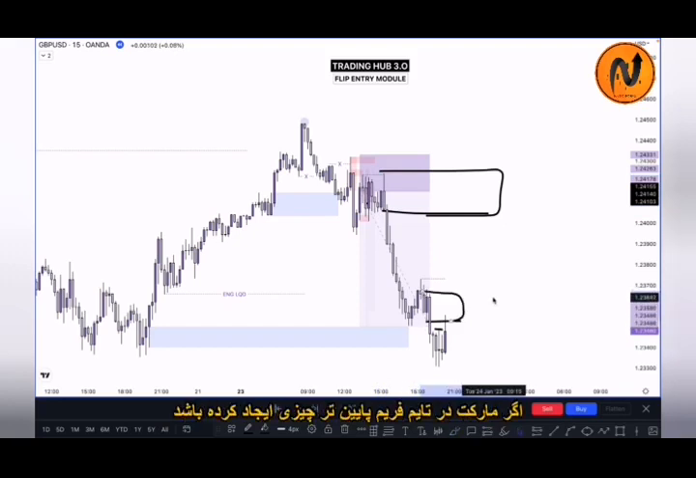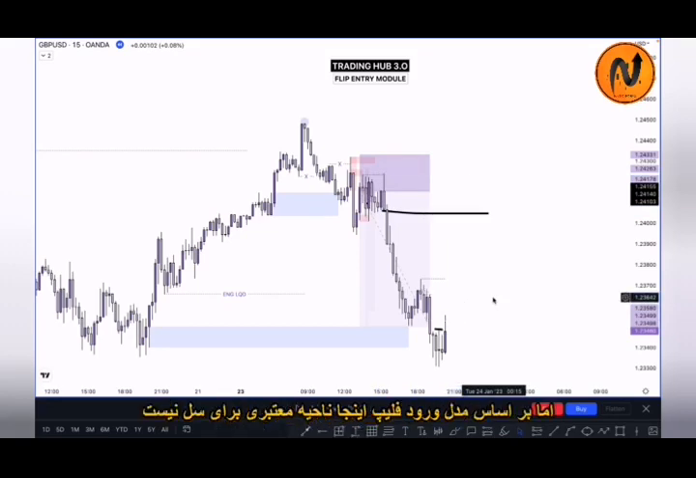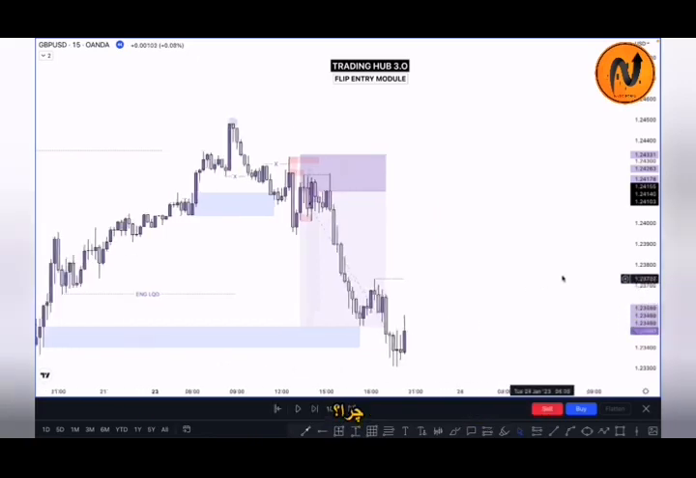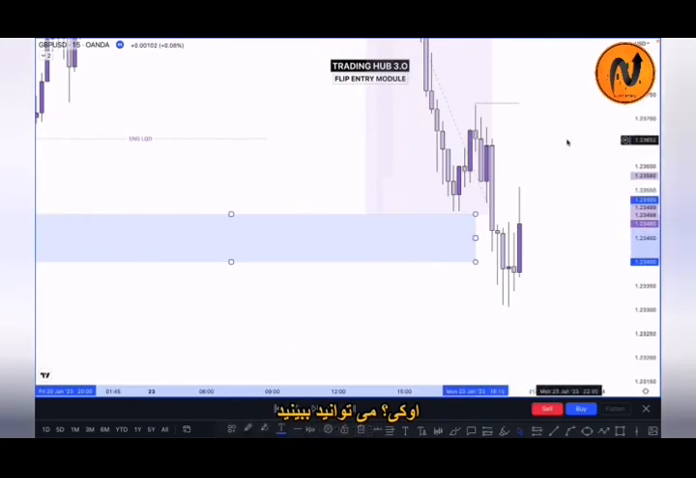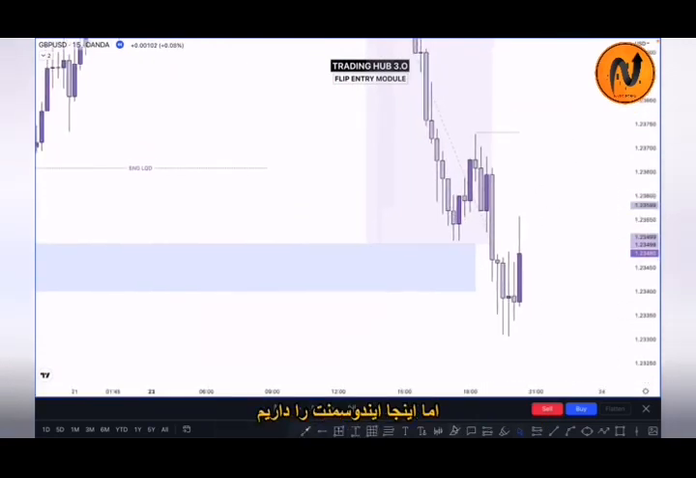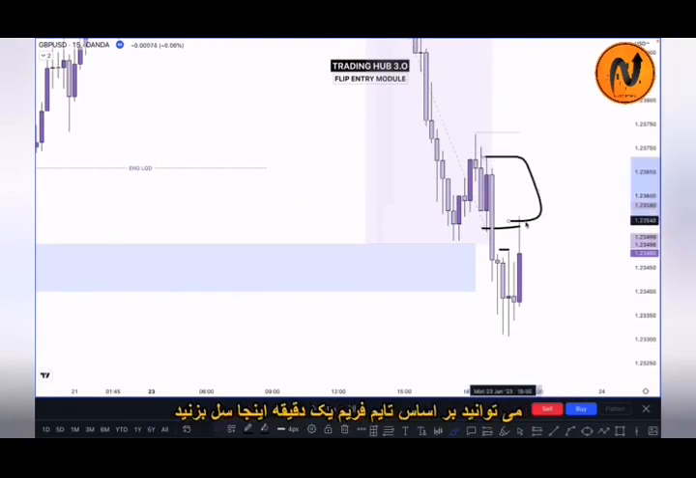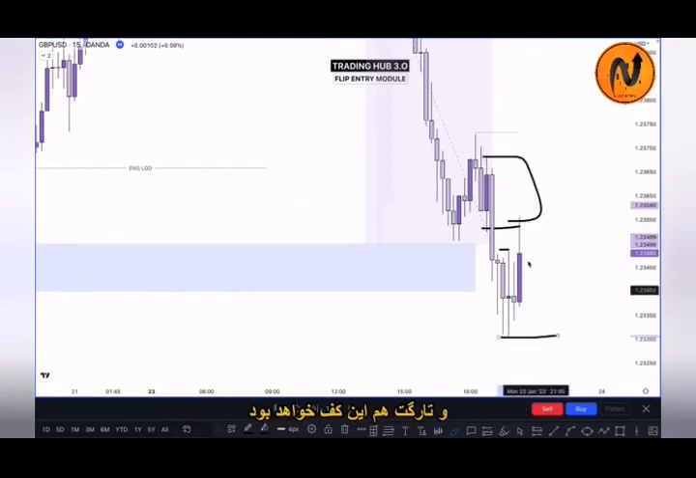If market creates anything here in a lower time frame, then definitely you can take entry here for the sell. But based on the flip entry model, this is not valid here for the sell. Why? Because price did not tap on your order block, which is here. Okay, you can see here, but this one is our inducement, right? Go higher and mitigate this one. Okay, and you can sell here based on the 1 minute time frame and target at least the low of this one.